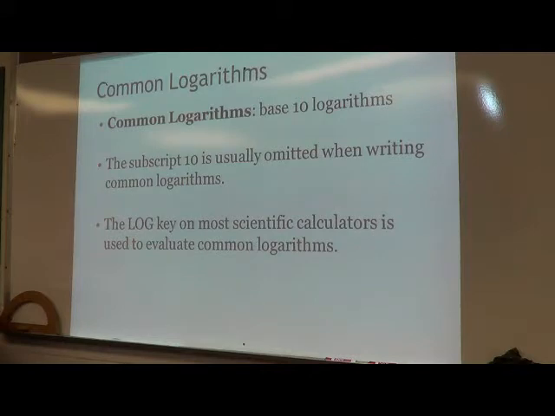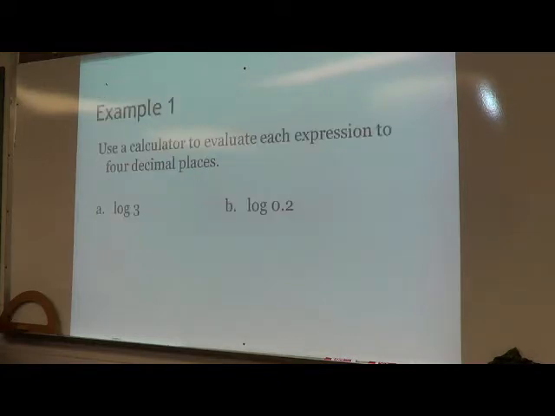The log key on most scientific calculators is used to evaluate common logarithms. So that log key that you've seen on your calculators, we haven't been able to use it yet because it's base 10 and we haven't been in base 10. So now that we're in base 10, we can actually use the calculator function to help us solve these. So we're going to take a look at a few examples of how we use log base 10. How is it different or more useful to us?